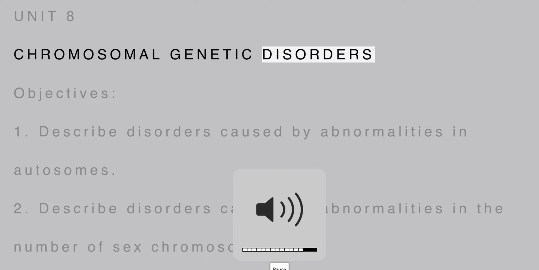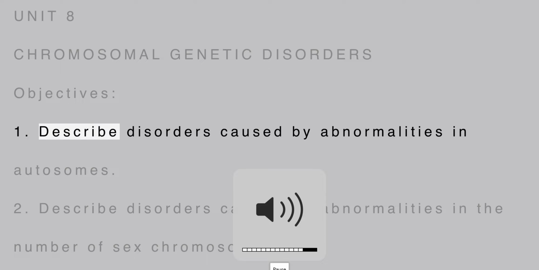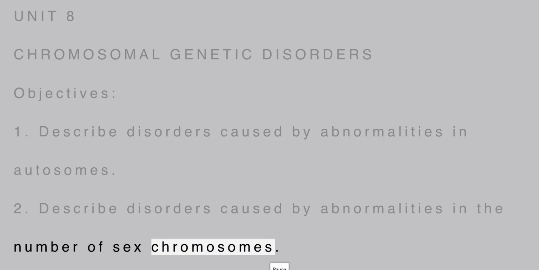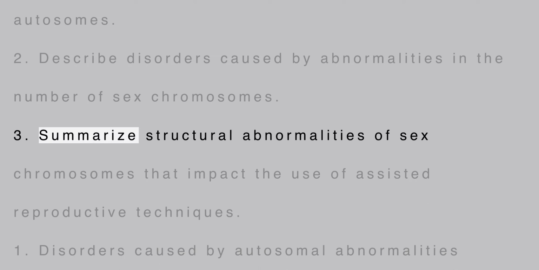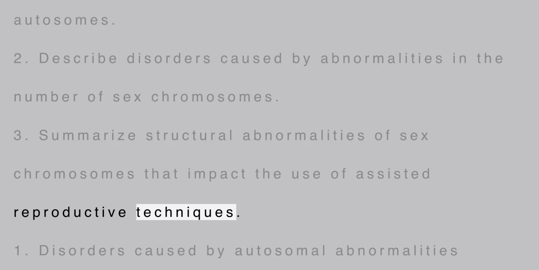Chromosomal genetic disorders. Objectives: 1. Describe disorders caused by abnormalities in autosomes. 2. Describe disorders caused by abnormalities in the number of sex chromosomes. 3. Summarize structural abnormalities of sex chromosomes that impact the use of assisted reproductive techniques.